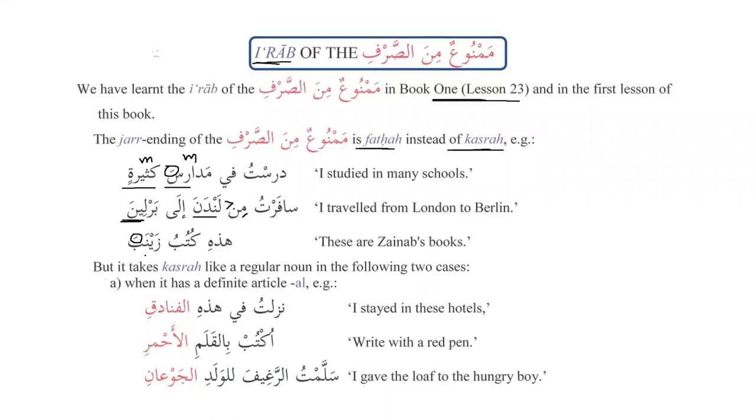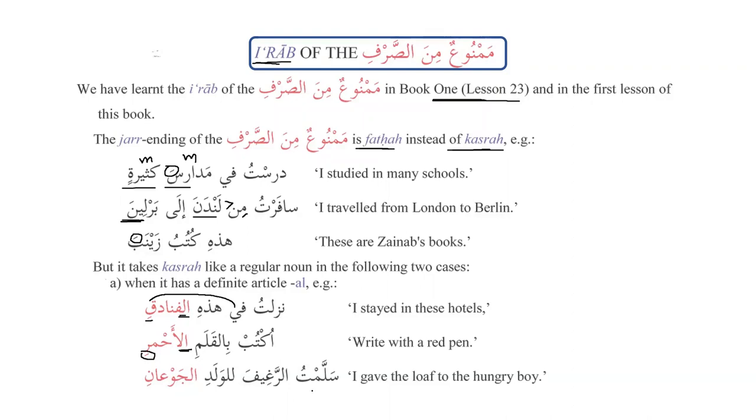However, as I explained in the beginning of the lesson, when al is added to these nouns, then they can accept kasra. As we can see over here, nazaltu fi hadhihi al-fanadiqi. I stayed in these hotels. So we can see here that because al-fanadiq has al with it, it is now majroor and it accepts kasra. Uktub bil qalam al-ahmari. Again, we can see that al-ahmar has al, that's why it has accepted kasra.